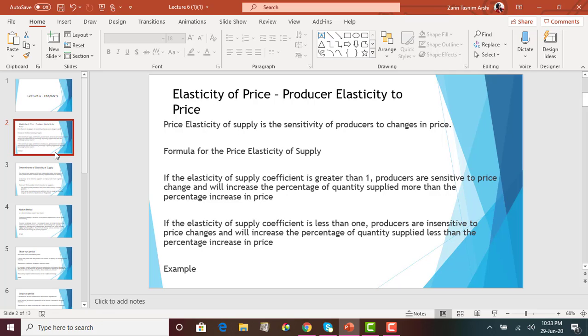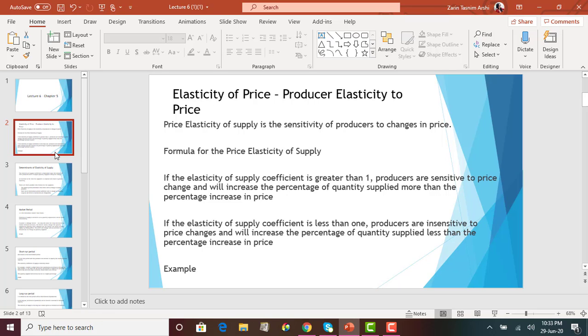Okay, so price elasticity of supply is basically the sensitivity or the responsiveness of a producer's behavior to changes in prices. So again, what it tries to tell us is basically when there is a change in price, how do the suppliers of different types of goods and services react to that change in price. That is what is measured by the price elasticity of supply. I'm going to show you the formula for the price elasticity of supply.